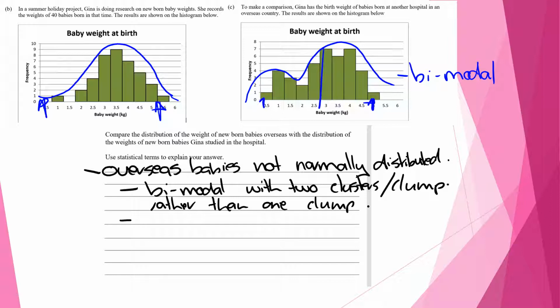Okay, the other fact is the data is not central around the mean. It's basically skewed more to the left side. Skewed to left. So it's sort of shifted over, if you like.